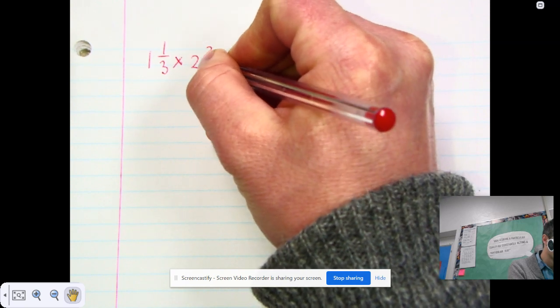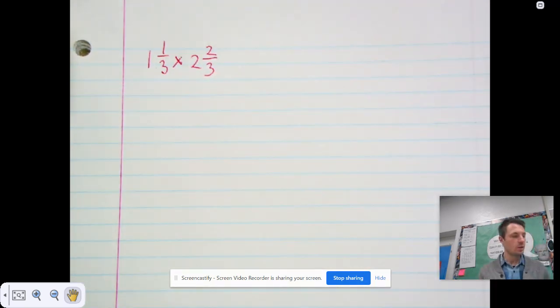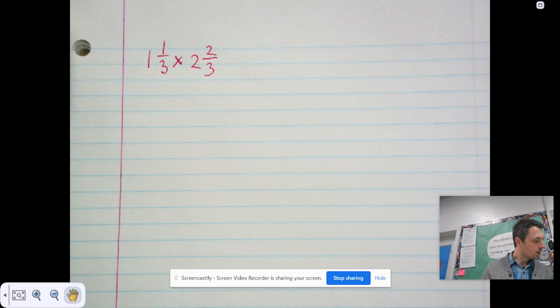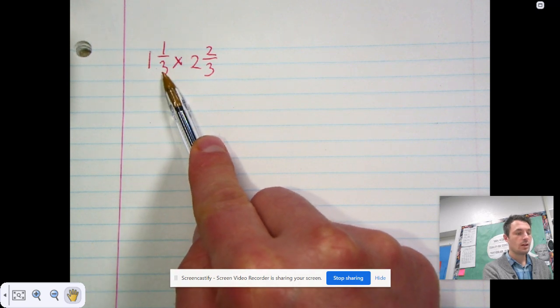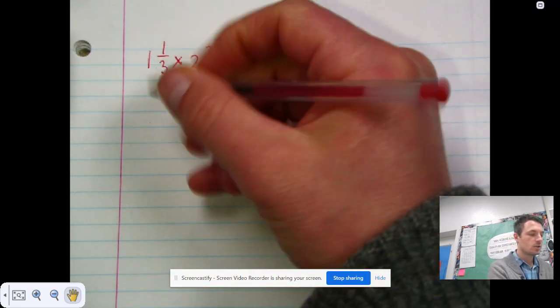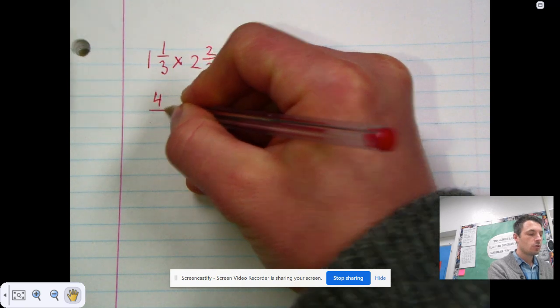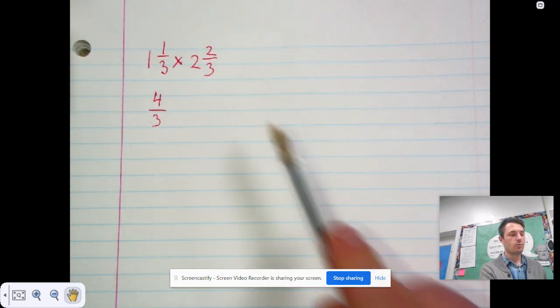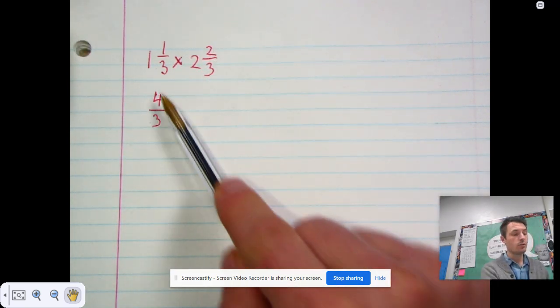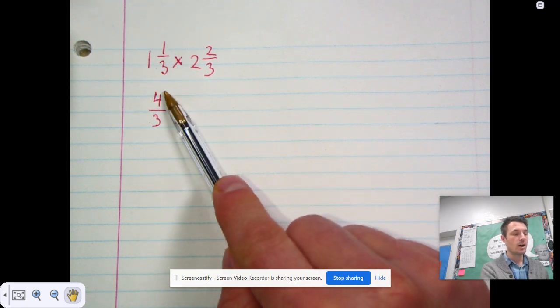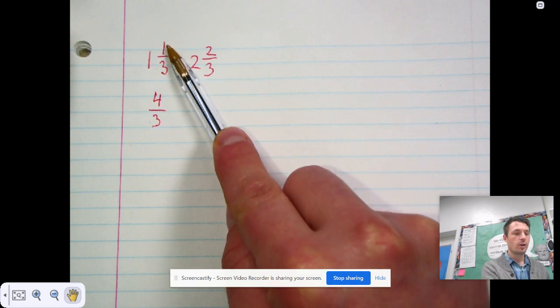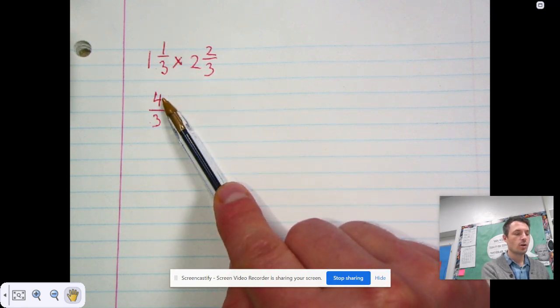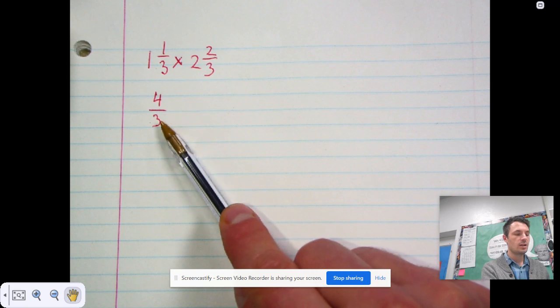2 2/3. So the first thing we do here is we change both mixed numbers into improper fractions. So we multiply 1 times 3, add the numerator, that gets us to 4. That's our new numerator, and the denominator stays the same. So 4/3 is just another way of writing 1 1/3. And again, we got 4/3 by multiplying our whole number times our denominator, adding our numerator. That gave us the new numerator of 4, and then the denominator 3 stays the same.